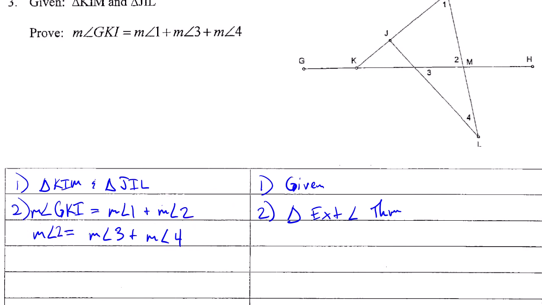All right, so I can say the measure of GKI equals the measure of angle 1 plus the measure of angle 3 plus the measure of angle 4. So I substituted this in for the measure of angle 2, and so that's my reasoning, substitution, and we are done, right?